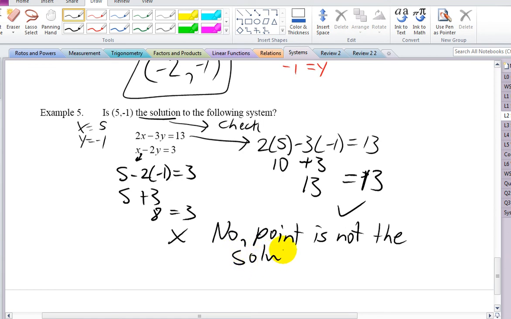Harj. Oh, you're right, I added, didn't I? Thanks. Plus 2, 7. Okay. So the point is not the solution. Always, always, always check both lines. Okay, it's a very common mistake because you haven't done it before. Okay.